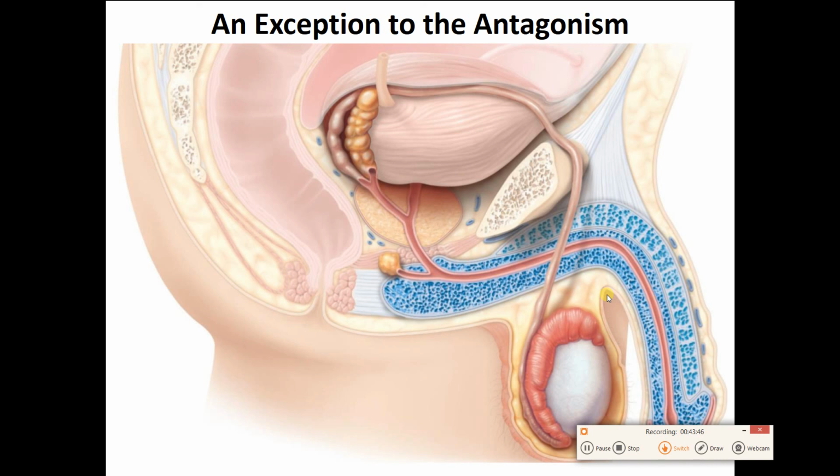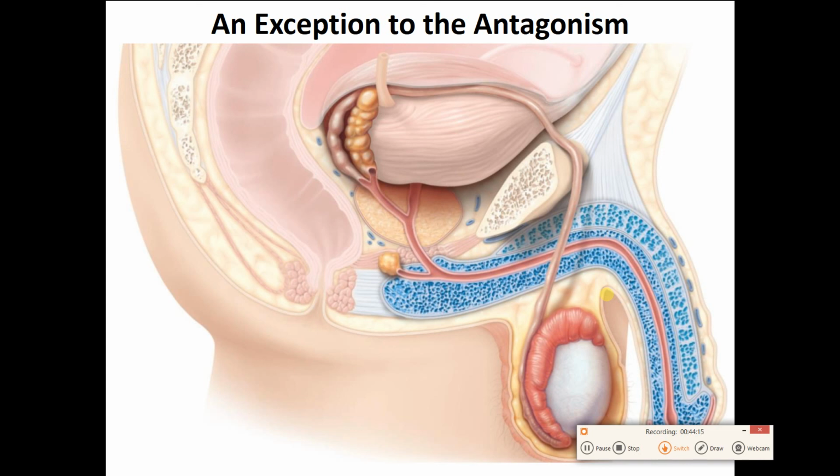Now you might think if we were just thinking antagonistically, parasympathetic causes erection, sympathetic stops it, but that's not how it works. Sympathetic doesn't have anything to do with erection. Sympathetic stimulation of the glands and muscles is responsible for ejaculation. So parasympathetic erection, sympathetic ejaculation. So it's more cooperative as opposed to counteracting one another.